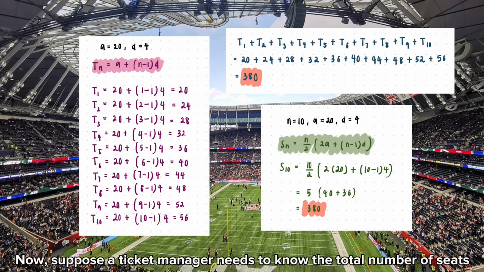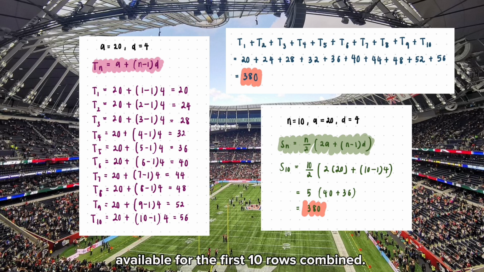Now, suppose a ticket manager needs to know the total number of seats available for the first 10 rows combined. This is where we use the sum formula, and we will get the same answer, which is 380 seats.